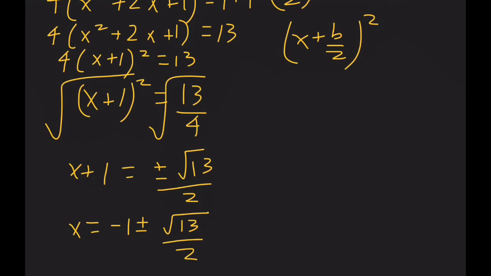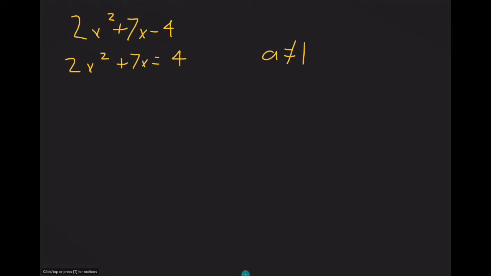Our fourth example is 2x² + 7x − 4. Now, like we did with our previous examples, we're going to want to bring −4 to the other side. So 2x² + 7x = 4. In this example, a does not equal 1. a equals 2. So we're going to have to factor out 2.